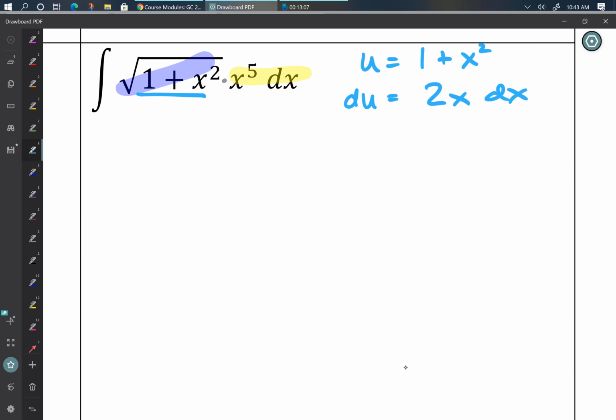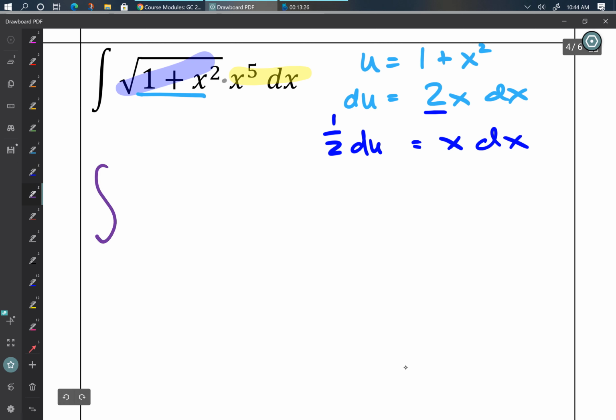So how do I make this thing work? Because this doesn't look good at all. Because if I attempt to do my substitution, first off I need to deal with this 2, so I'm going to call this 1/2 du is x dx. If I attempt to do substitutions, I'm going to get this, u to the 1/2. And I think we're all going to be okay with that because that's just this root right here rewritten with our u.